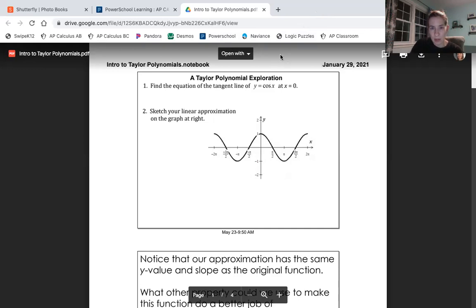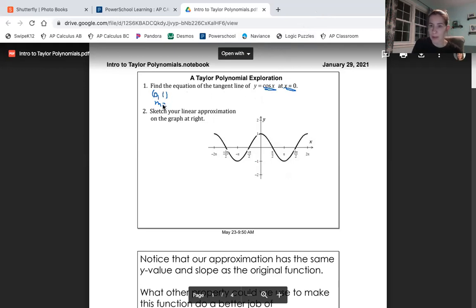Okay, so here, if we try to write the equation of a tangent line, same questions. What two things do you need to write the equation of a tangent line? And that's still point and slope. So to find the point, we're going to plug x equals 0 into the function, and the cosine of 0 is 1.